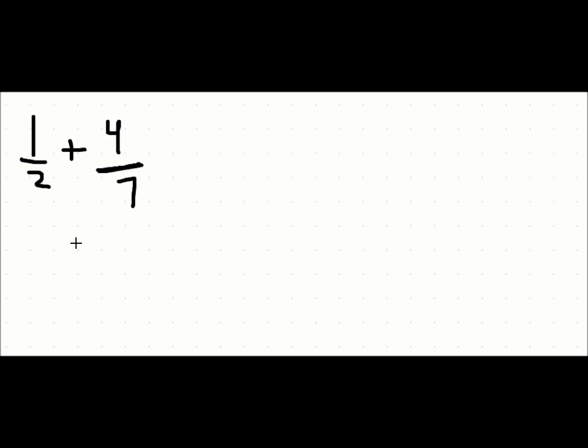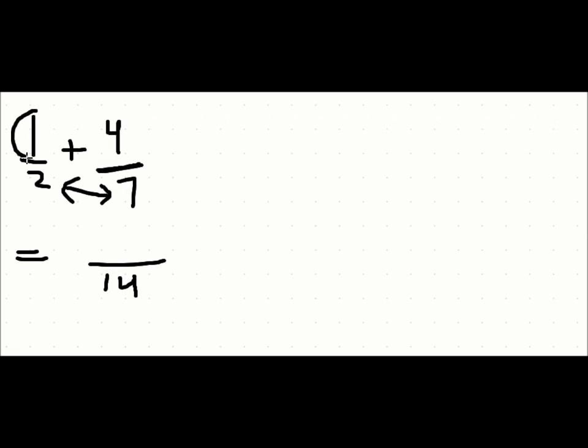And by denominator, what I mean is the bottom number, as well as the top number, it's called the numerator. So in order to solve it, you're going to find a common denominator, and to do that you're going to multiply these two numbers together. So if you multiply those two numbers together, you're going to get 14.